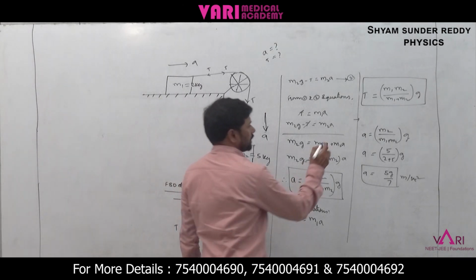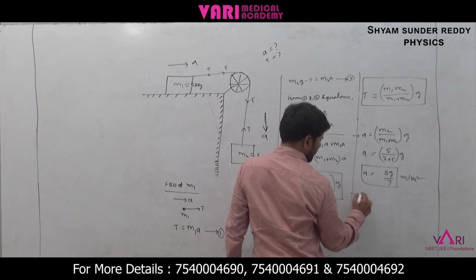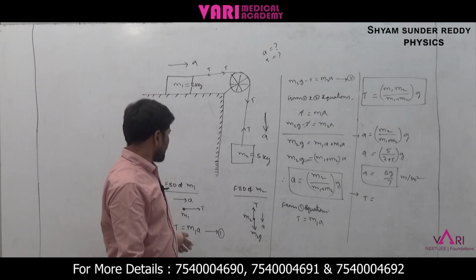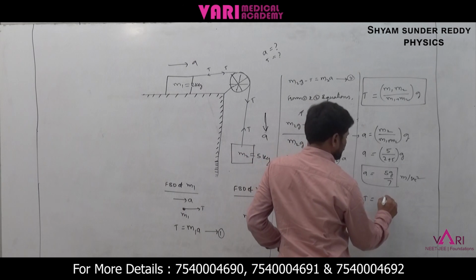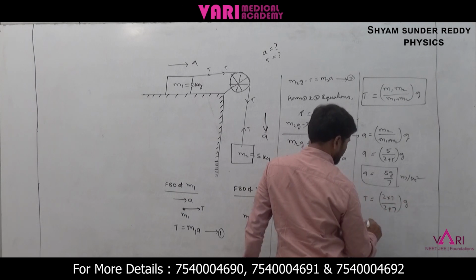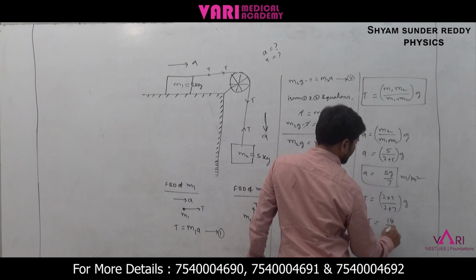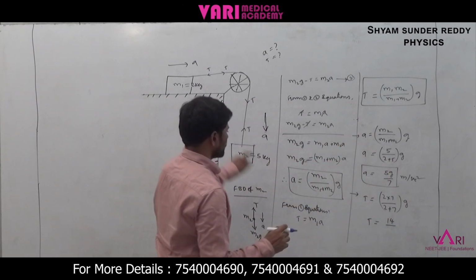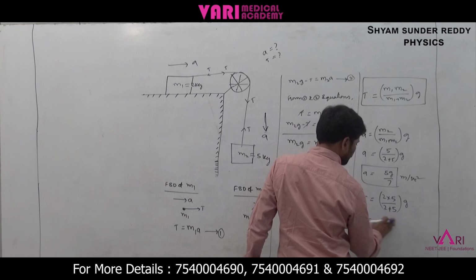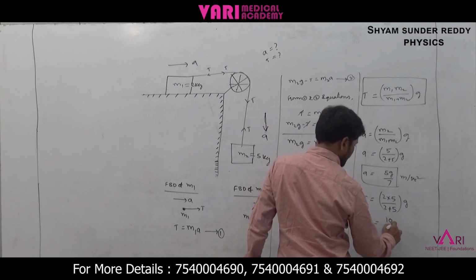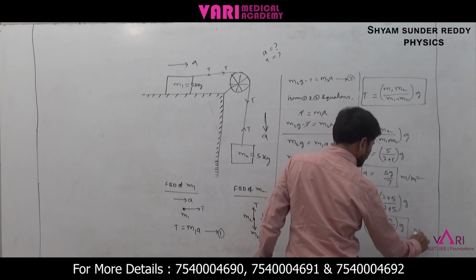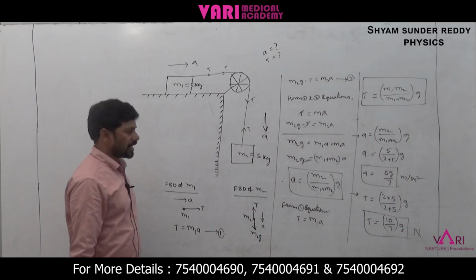And tension. T is equal to the formula we have, M1 M2 by M1 plus M2 into G. This is T is equal to 2 into 5 by 2 plus 5 into G, which is 10 by 7 into G Newtons. This is the acceleration and tension.